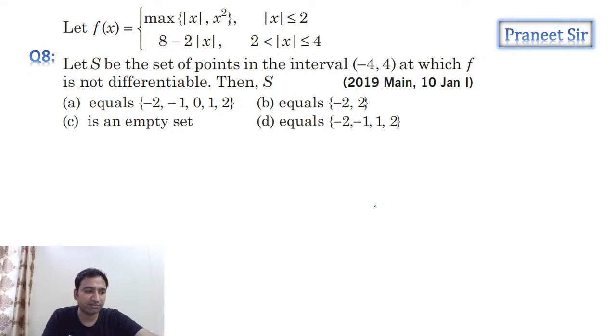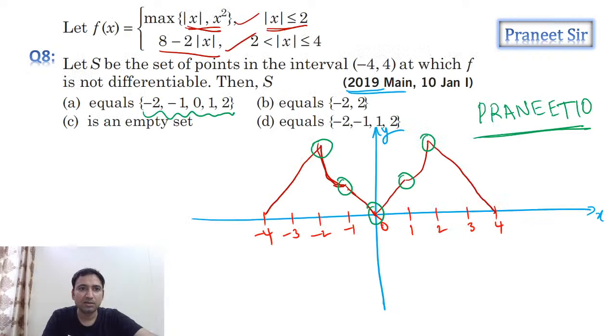Yes, this question we already finished. We just draw the graph and check how many times we are getting sharp edges. Sharp edges we are getting 5 times, so at these 5 points it is non-differentiable. So we can say that the first option is the answer. Clear now?